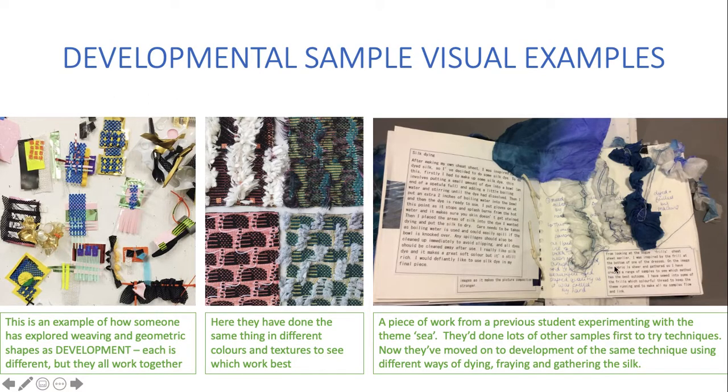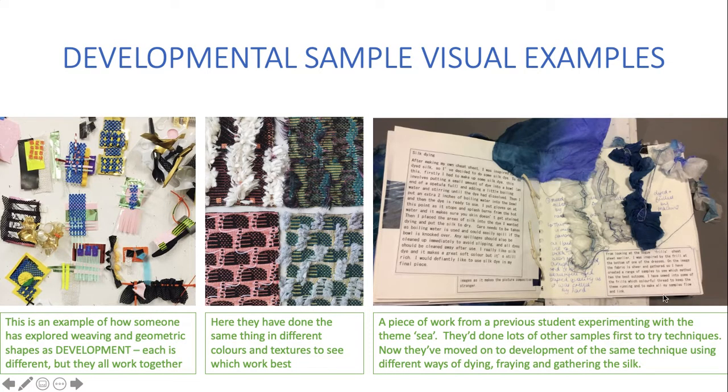The third one on the end is an ex-student who had looked at natural forms and their theme was the sea. They'd done loads and loads of samples to start with. They tried out felting, they tried out dyeing, they tried out doing some embroidery, and then they decided to combine some of those in their developmental samples. And so they're doing some silk dye, and some of them they've just dyed on the edges, some of them they've dyed the whole piece, some of them they've dip dyed, so they've got various colours, and then they've thought about how they gather it.